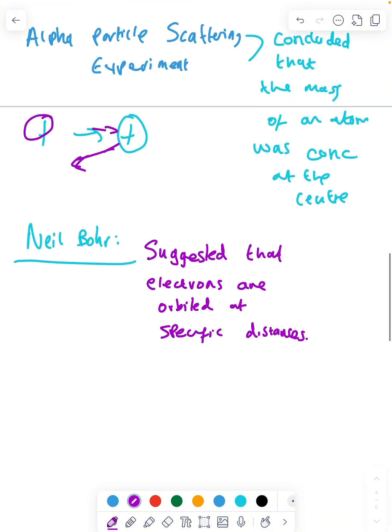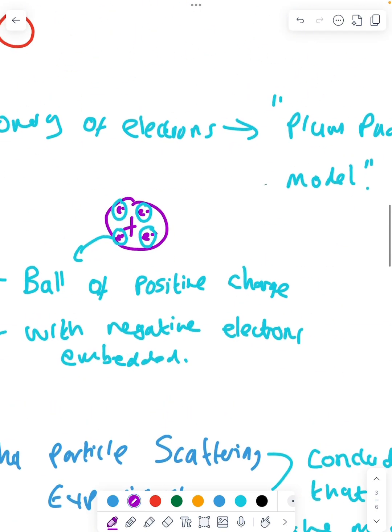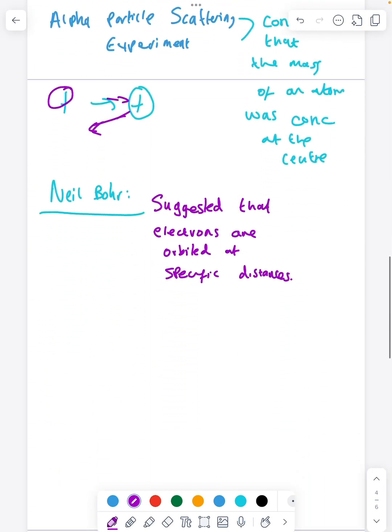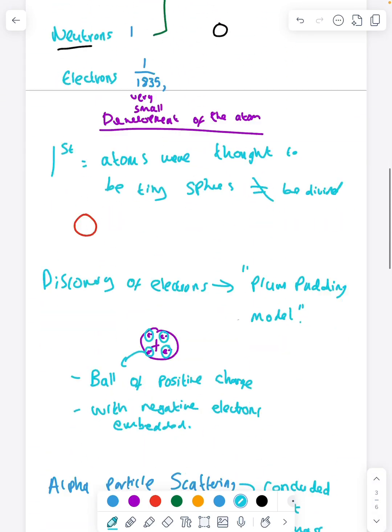So electrons are just arranged, not scattered all over the place like suggested here, but on shells, just orbiting around, moving around it, right? Now, later experiments showed that the positive charge of the nucleus can be subdivided. So you can break them down, right? Whereas at the start, we thought it can't be divided.